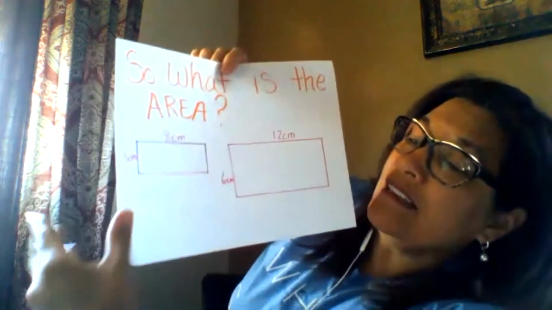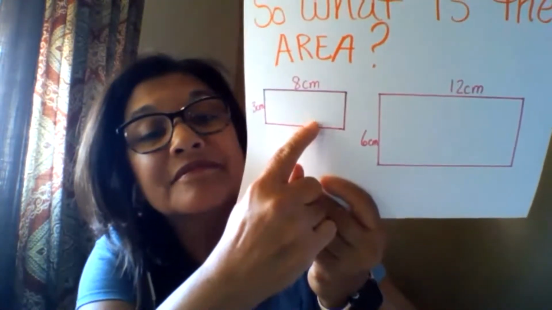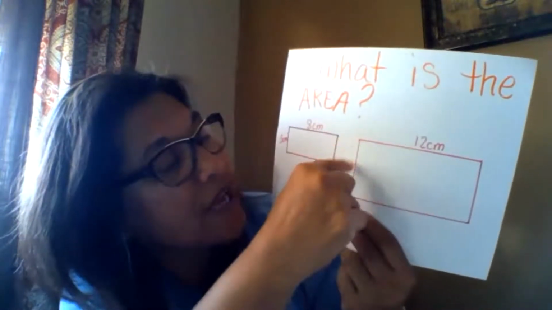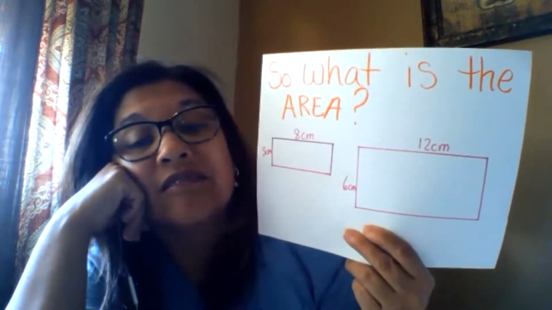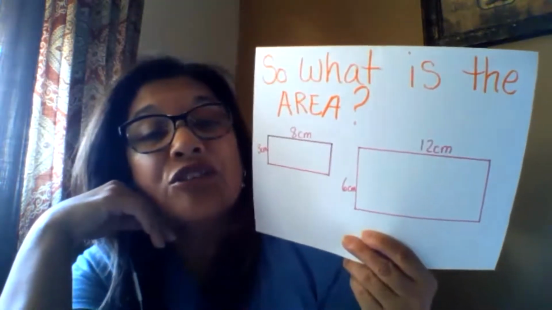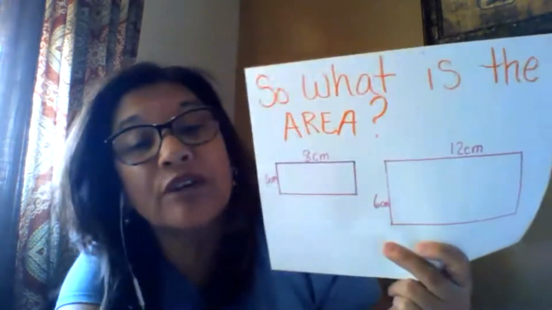So we would say 8 times 3 is what? 24. And so we go to this bigger one, we have 12 centimeters times 6 centimeters. And what is 12 times 6? 72. Good job. So your area for these two would be 72 and 24. Now, I'm gonna share my screen because you're gonna do 2 problems and they're star problems.